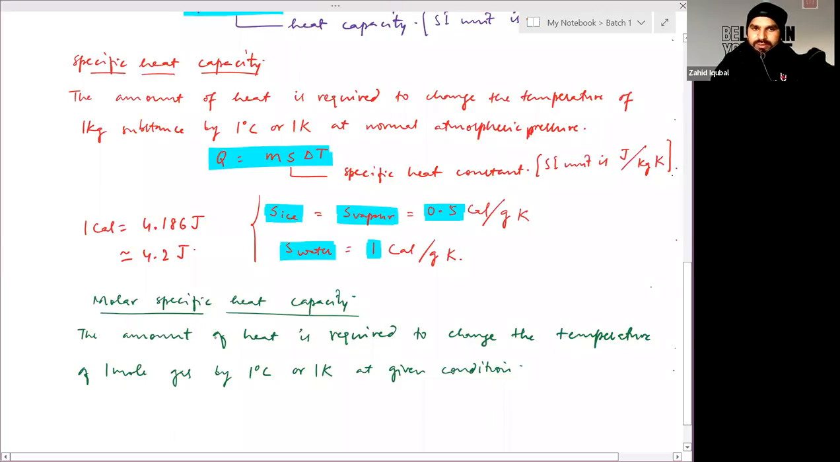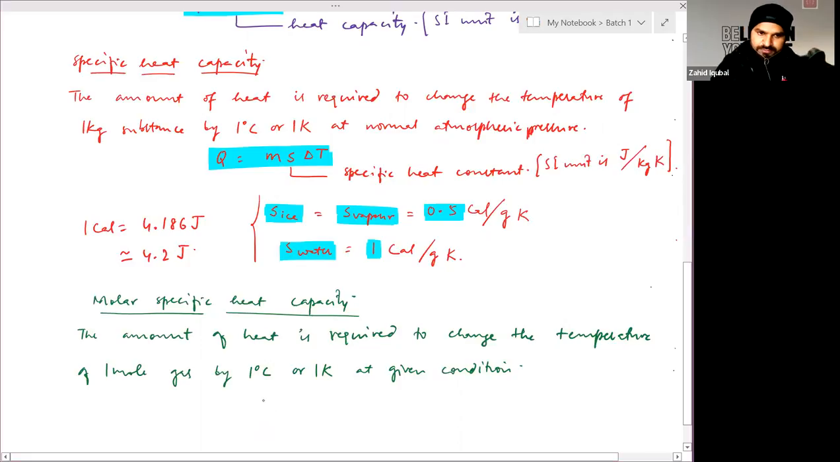This molar specific heat constant will be different for different processes of a gas. I will define it in thermodynamics. We mainly have 4 different processes: isothermal, adiabatic, isochoric, isobaric. So related to each different process, for the same gas, you will get a different molar specific heat constant.